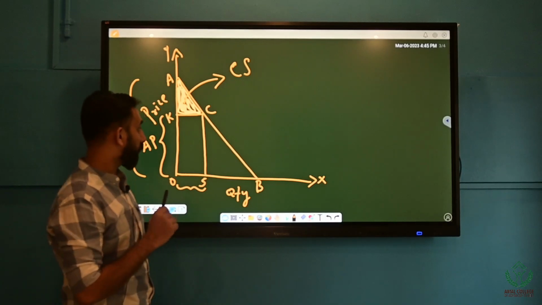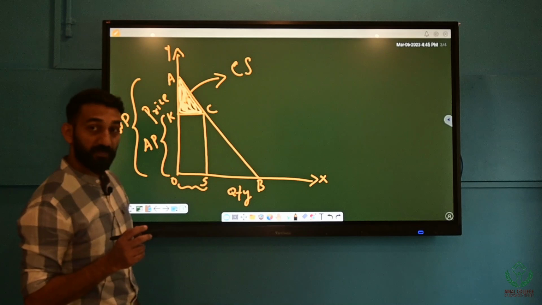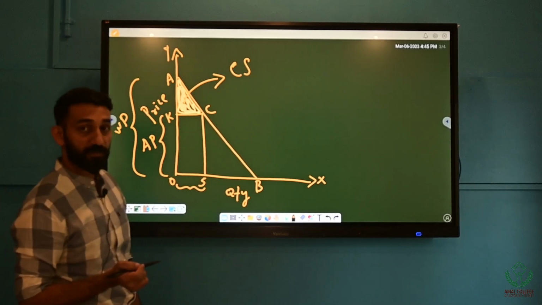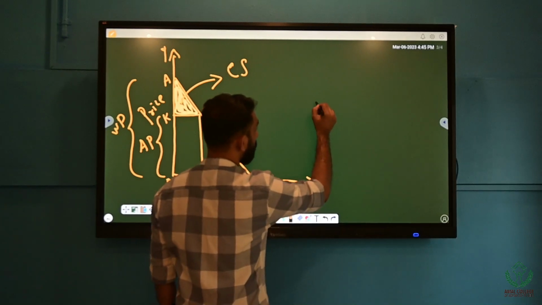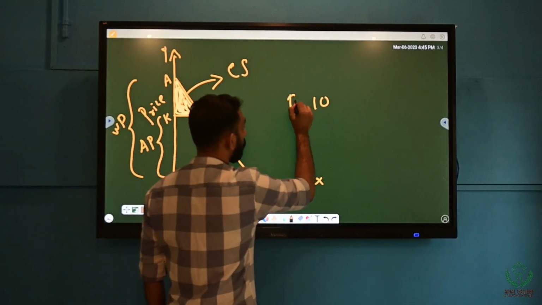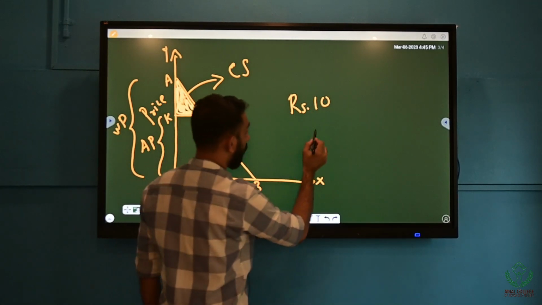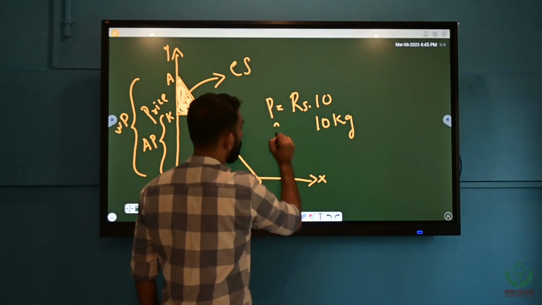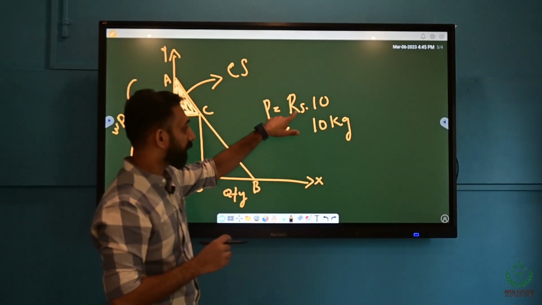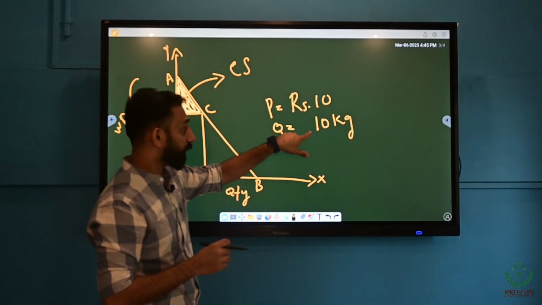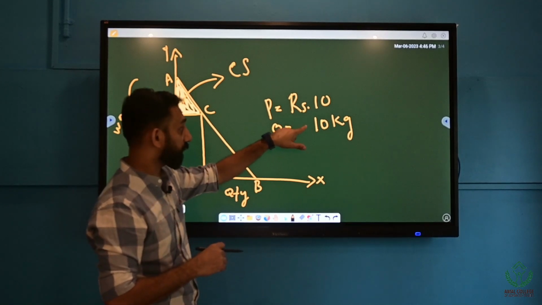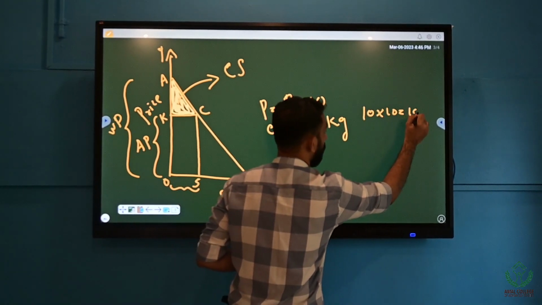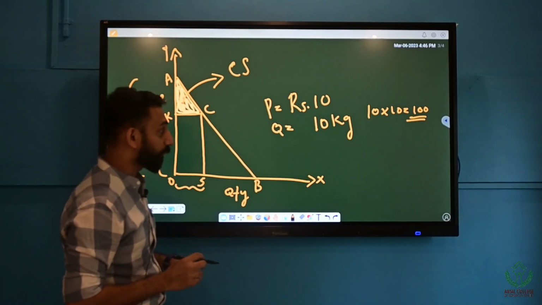So one more thing we can identify from the diagram is that you can easily get the revenue of the firm. The revenue means the price of the product times the quantity. That is the total revenue which a firm gets. For example, if the price is 10 rupees for a single unit and the producer is selling 10 kilogram of that particular product, then when we multiply price into quantity, that means 10 into 10, so that is 100. This is the total revenue which the firm will be getting.